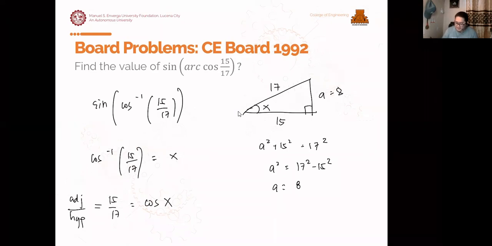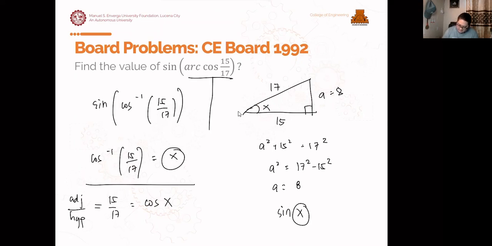Ang pinapahanap sa atin is sine of arc cosine. So, paano natin ngayon mahahanap si sine? So, mula kay dito, sine natin is opposite over hypotenuse. So, ibig sabihin, sine nung value na hinahanap natin, which is, ito yon, yung arc cosine natin, nilet natin equal sa x. So, ito yung x na yon. Same yan, no? Is equals to, opposite again is 8, and hypotenuse natin is 17. So, our answer is this one.